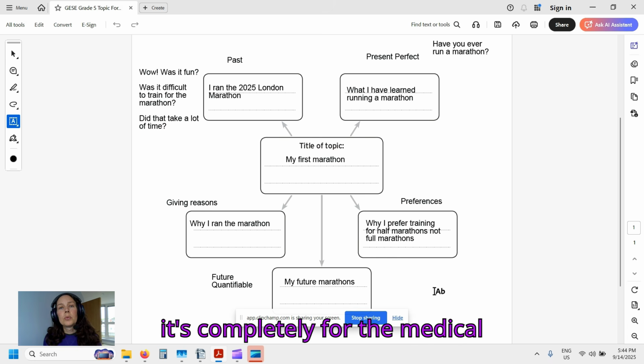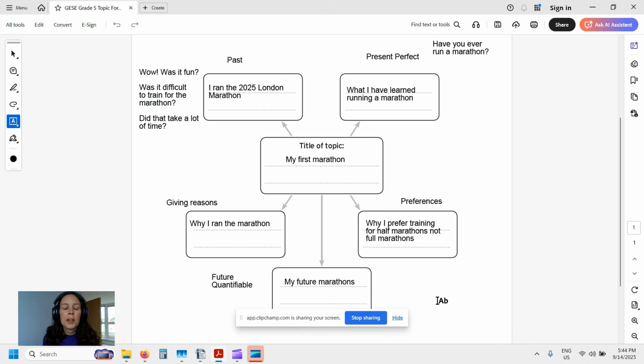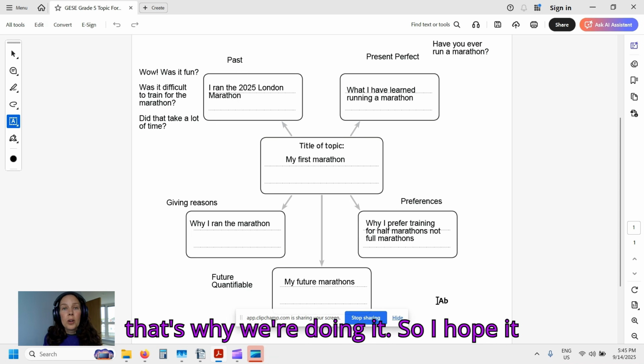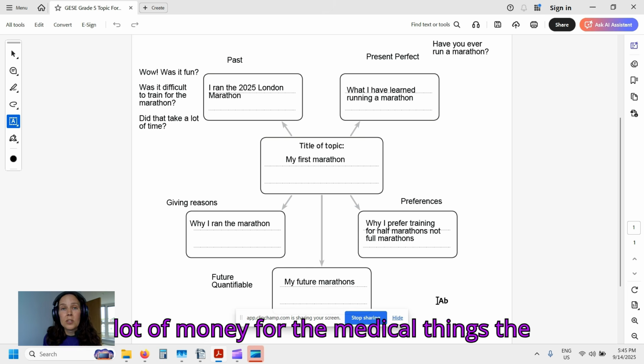And it's completely for the medical services for this colleague's child. So that's why we're doing it. So I hope it will be fun. And I hope they will raise a lot of money for the medical things the child needs.